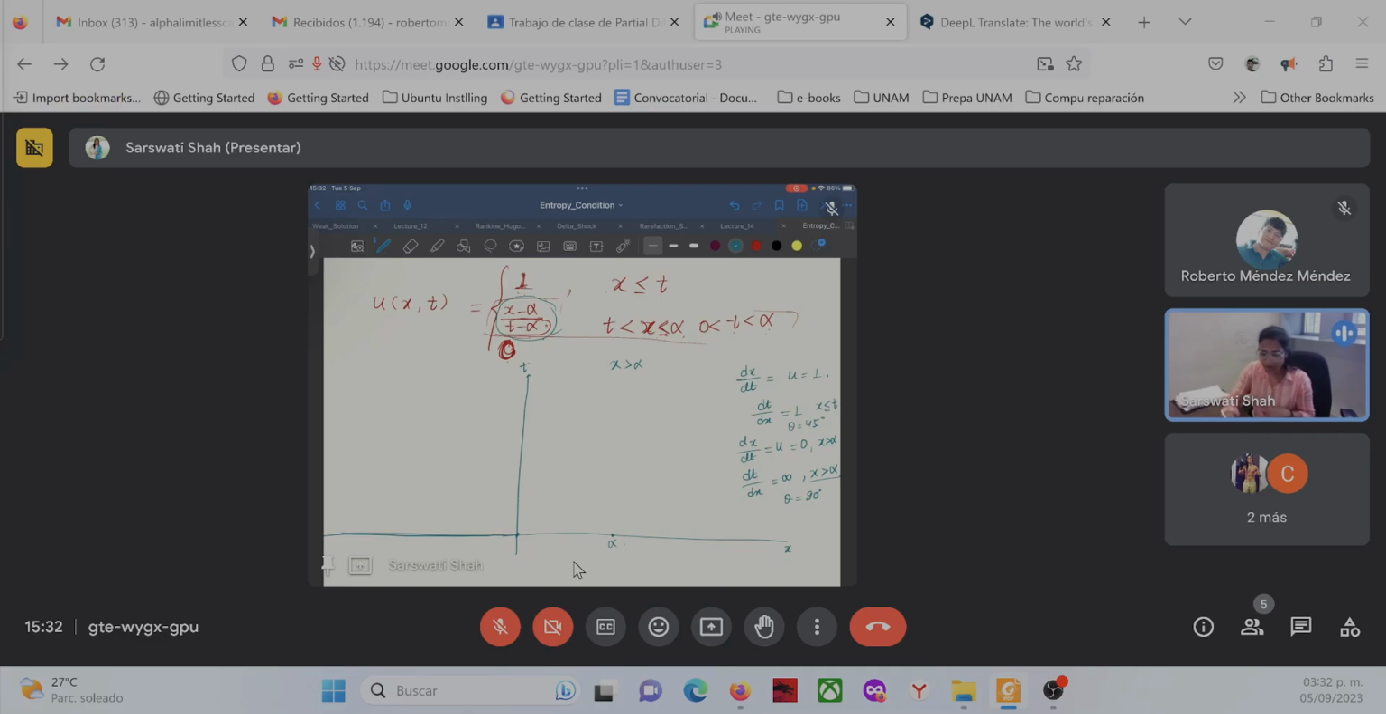At the point alpha comma alpha, the solution becomes alpha minus alpha over alpha minus alpha. That becomes undefined. So if this is alpha, here the solution is going to be undefined somehow. Now when x is greater than alpha, the slope of the characteristic is infinity, so theta is 90 degrees. It means just after alpha, the characteristic is going to be this.